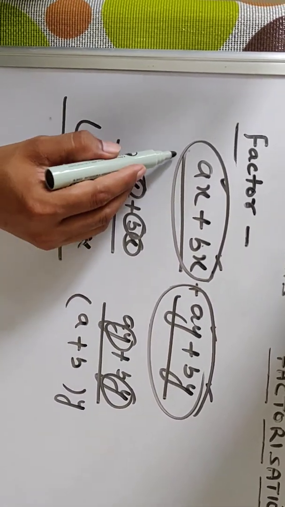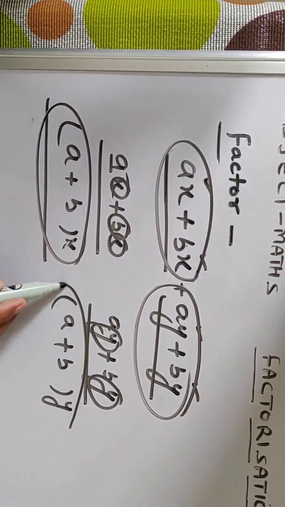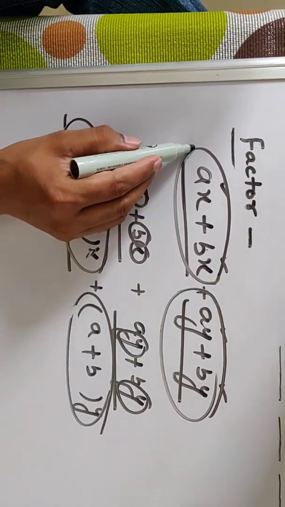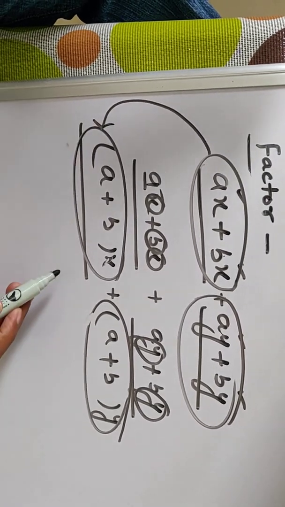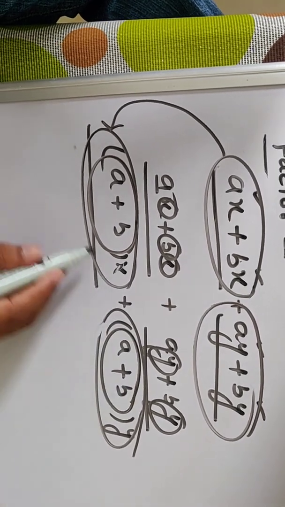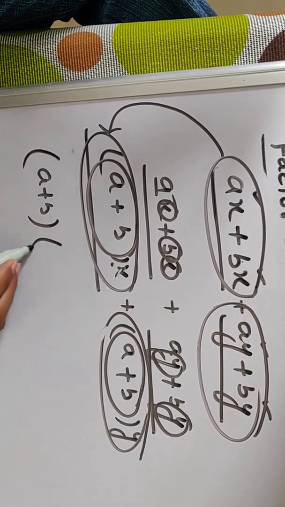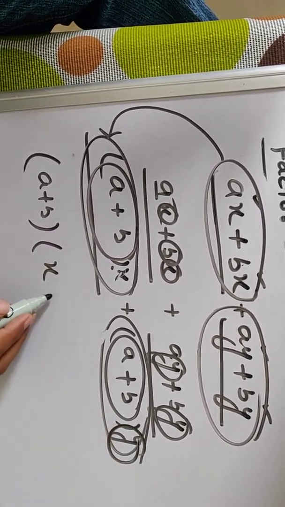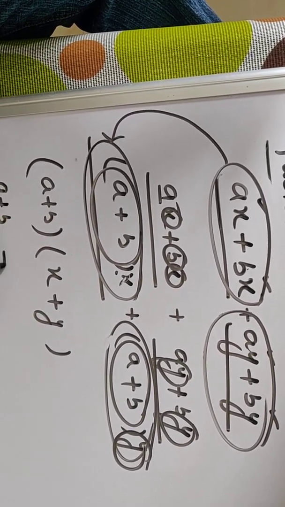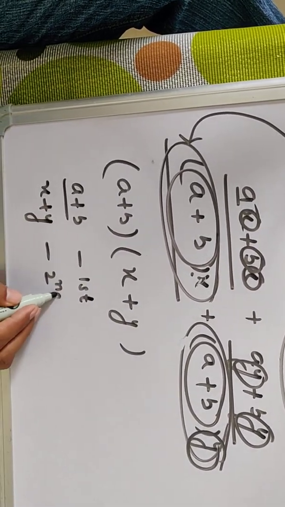We divide the 4 terms into 2 terms. This is the first term and this is the second term. What is the sign here? Plus is the sign here. Now we have converted the 4 terms into 2 terms. In the 2 terms, what is common? A plus b is the common, so we can take a plus b as common. What is left here? X is left, and what is left here? Y is left. So a plus b is the first factor and x plus y is the second factor.